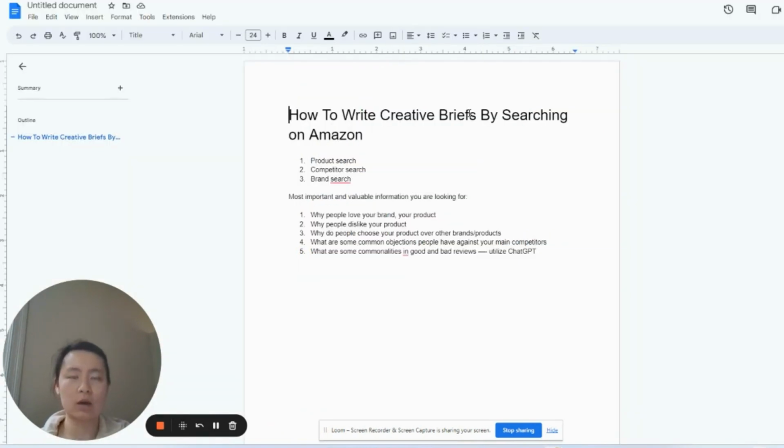That was basically how we will approach Amazon research when it comes to the market and the consumer. What you will notice is the process is pretty straightforward.